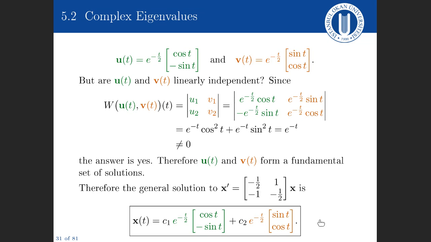Now that we have our fundamental set of solutions, we can write down the general solution to our differential equation. C1, e to the power minus t over 2, and then the vector cos t minus sin t, plus C2, e to the power minus t over 2, and then the vector sin t cos t.